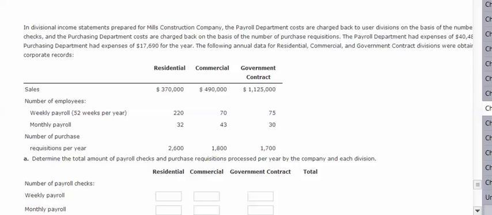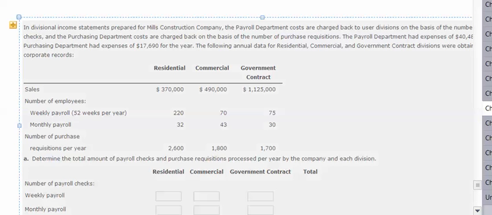We have our sales for each division, the number of checks, weekly payroll checks, 220 for the residential, and there's 52 weeks. So we'll multiply the 220 times 52 for residential, and the monthly payroll we have 32 checks, so it'll be 12 times 32. We'll add those together, and that will give us our various checks. So let's go ahead and make some of those calculations.